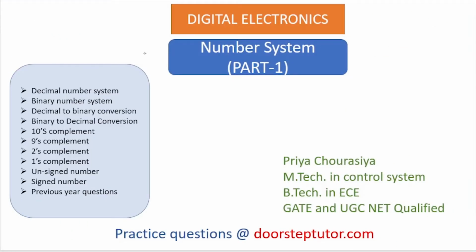In this video, we are going to discuss the number system of digital electronics, in which we are going to discuss what is decimal and binary number system, and we will also see the conversion between decimal to binary and binary to decimal. Then we will discuss some complement forms, that is tens and nines complement of the decimal number system, and twos complement and ones complement format in the binary number system.